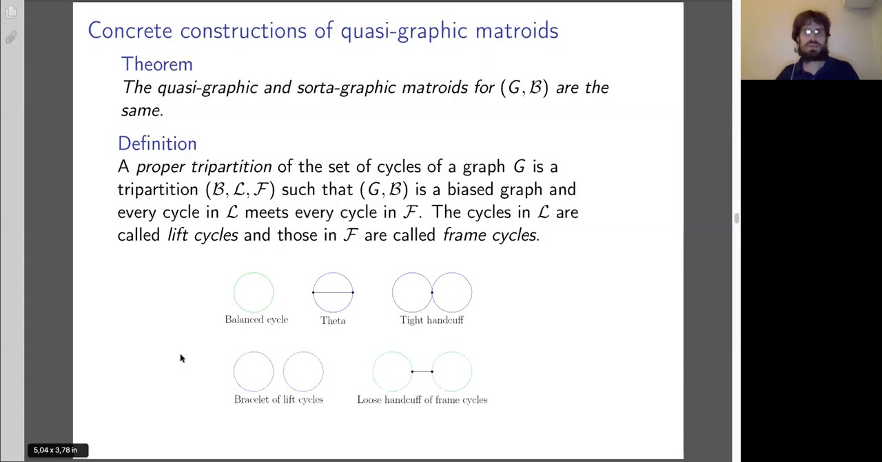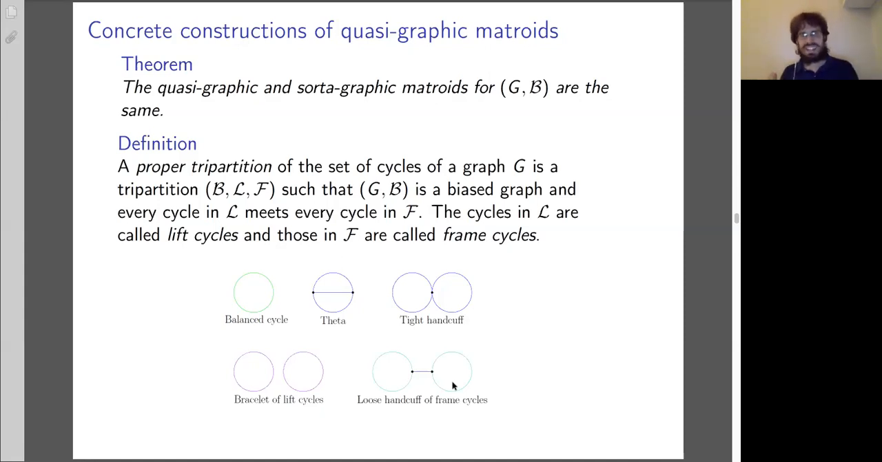And now if we have such a proper tripartition, we can try to build a matroid from it by taking as our circuits the edge sets of balanced cycles, of thetas, of these tight handcuffs, of bracelets where both cycles are lift cycles, and of loose handcuffs where both of the cycles in the handcuff are frame cycles.